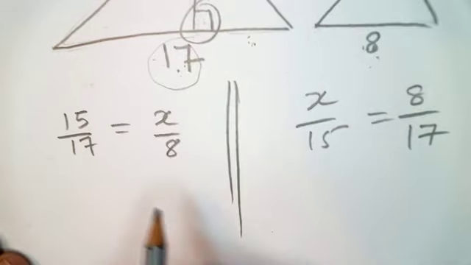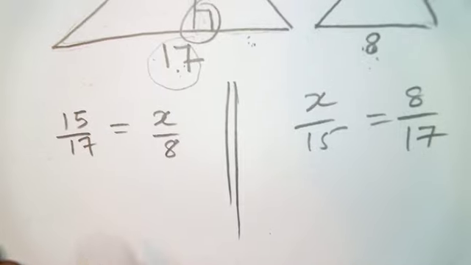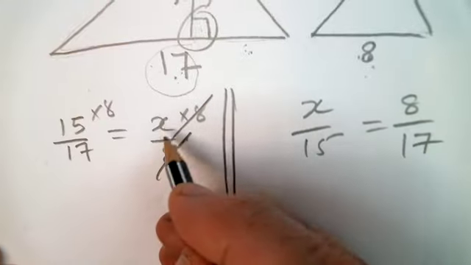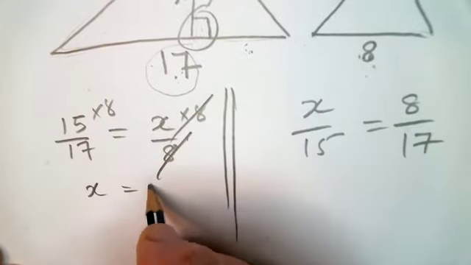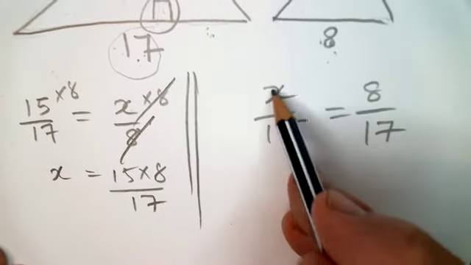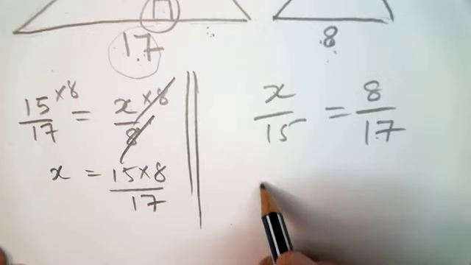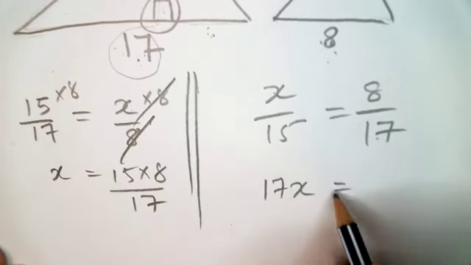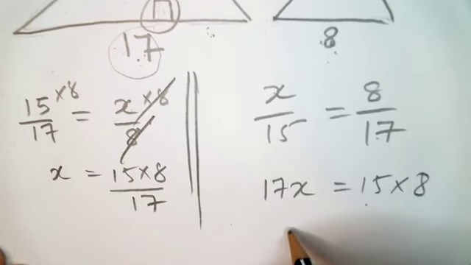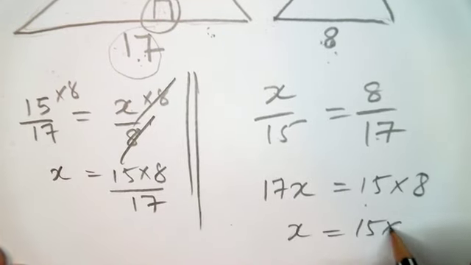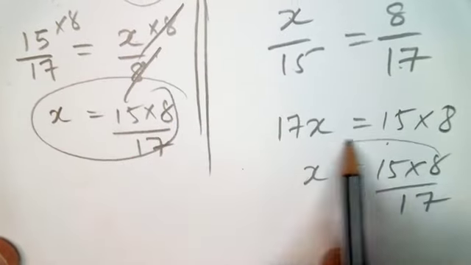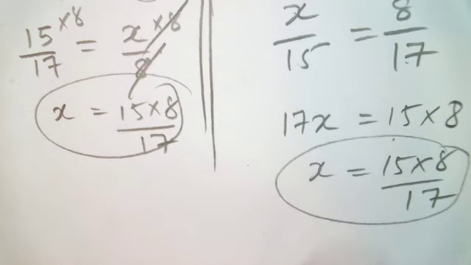So let's calculate this. Let's cross multiply and make x the subject. I'm just going to multiply everything by 8 here. So x is equal to 15 times 8 over 17. Let's do the same thing over here. X times 17, that's 17x is equal to 15 times 8. So x is going to equal 15 times 8 divided by 17. Oh, look, I get exactly the same thing.